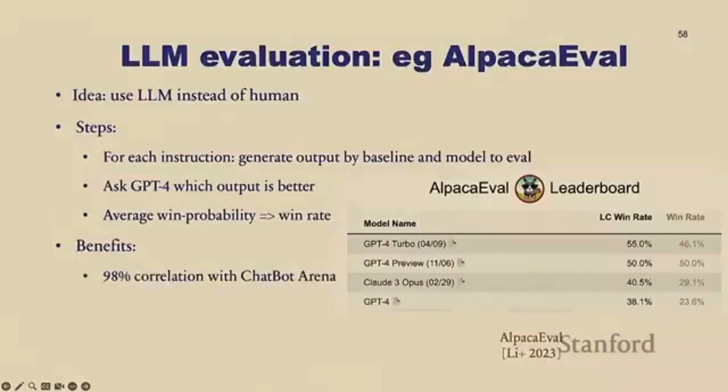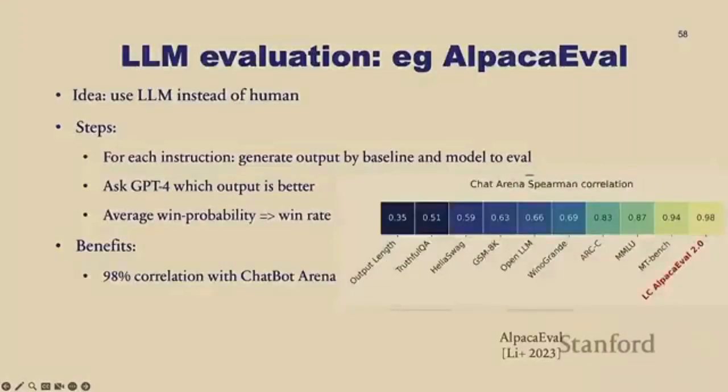So the benefit of this is that we actually get 98% correlation with Chatbot Arena, so very high correlation with humans. So this is a comparison with correlation with other benchmarks, and it takes less than 3 minutes and less than $10 to run, so it's pretty cheap.